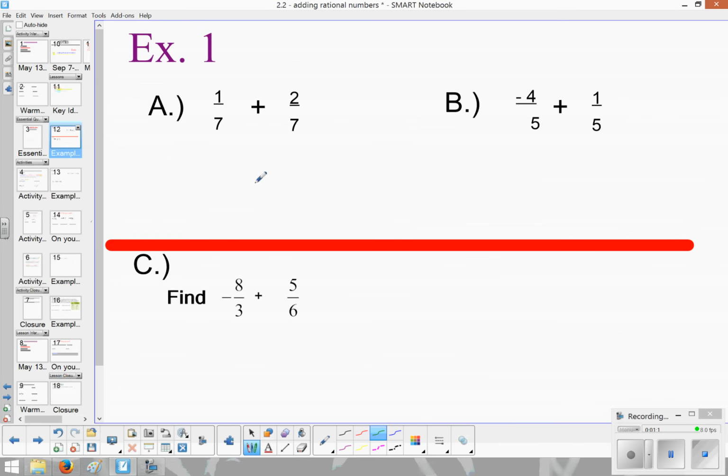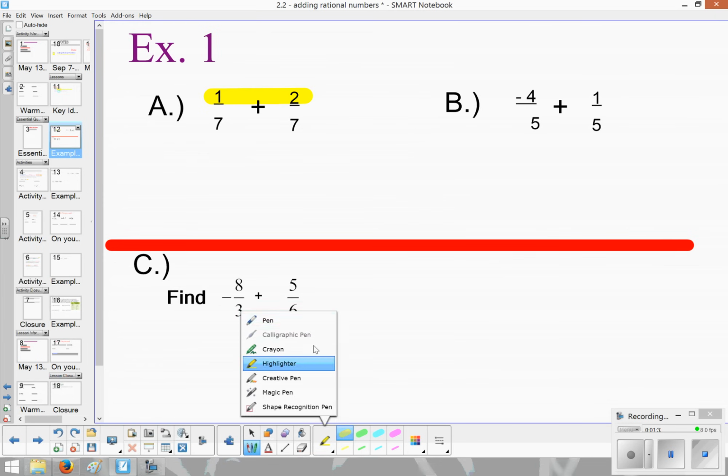Our first example, I have 3. I'm going to show you how to add fractions in 3 different ways. Now, in my first example, I have the fractions here. They all have the same denominator, both of them. So it's very simple to add a fraction. All you need to do when they have the same denominator is add the numerators. So you're just going to take 1 plus 2.